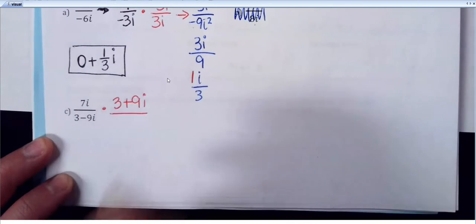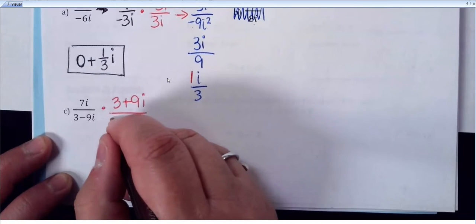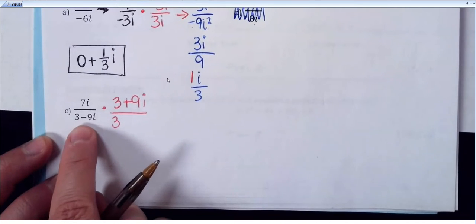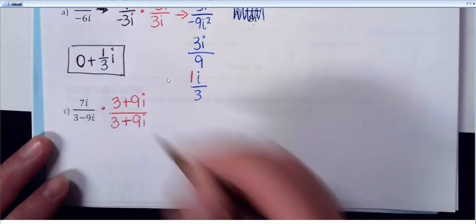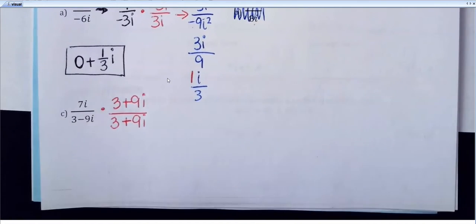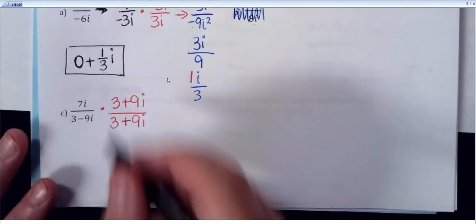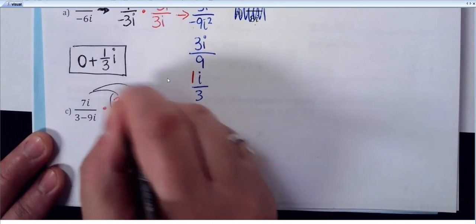If I do that, all the imaginary parts will cancel out. So literally I just need to change whatever the sign is in that denominator. So it's a minus, so I'm going to change it to a plus. Okay, in the top part of this, this would be just a little distributive property. So I'm going to take 7i times both of those terms.